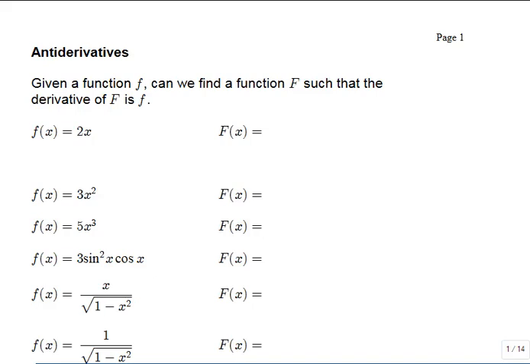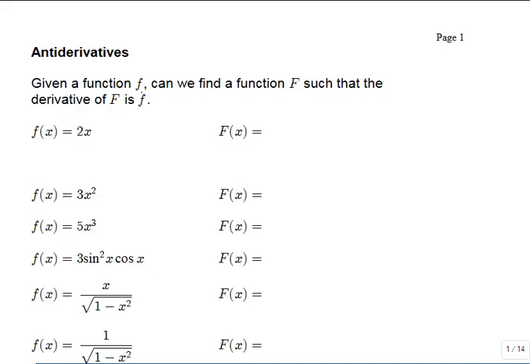This time, instead of being given a function f and asking for its derivative, now we're going to be given the derivative and asking for the original function f. And going backwards can be quite a bit more difficult and more challenging to do, as we will find out. So let's take a look at some examples.